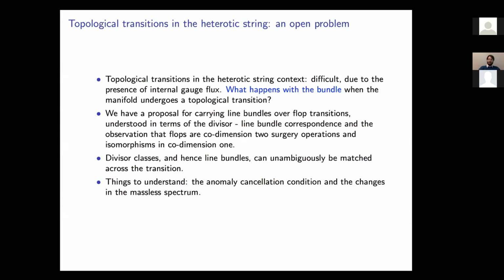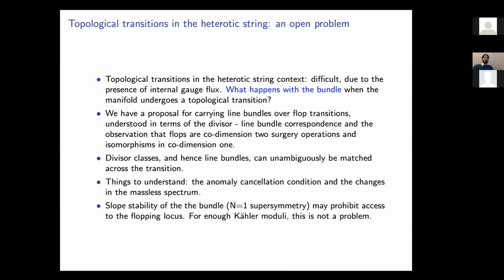I didn't include that information on this slide. So what else do you have to do? You have to check the anomaly cancellation condition. You end up with a heterotic model after the flop, and you want to see the fate of the anomaly cancellation condition. You want to see how the massless spectrum changes. And all this can be done.